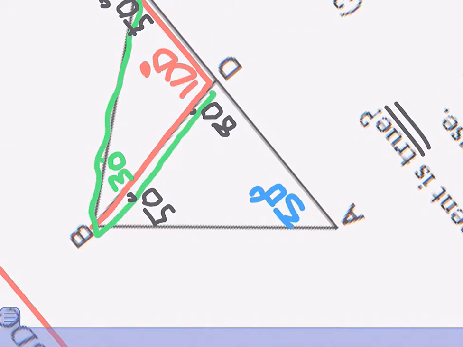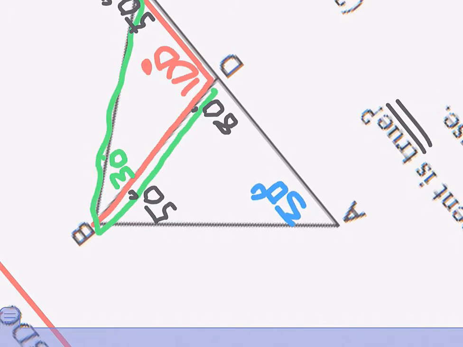So in this triangle ABD, it is not scalene. A scalene triangle has all three angles different and all three sides different. Here we've got two angles that are equal. So these two sides would be our legs, and these two sides would be equal. That would be an isosceles triangle, not scalene.